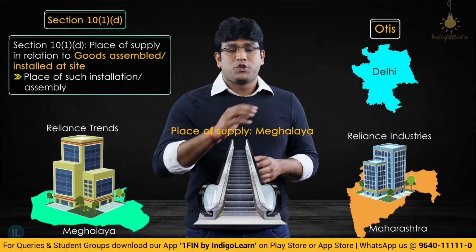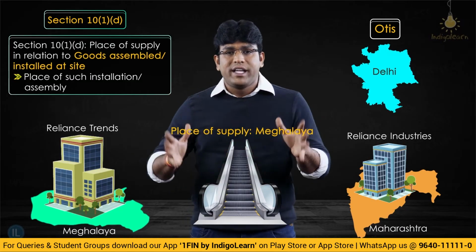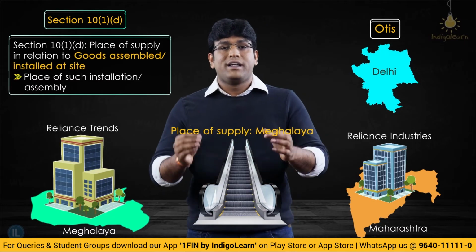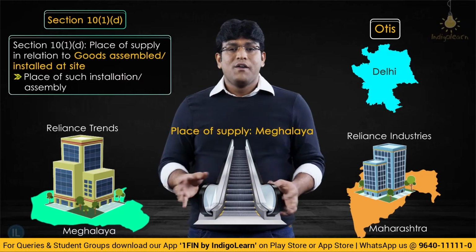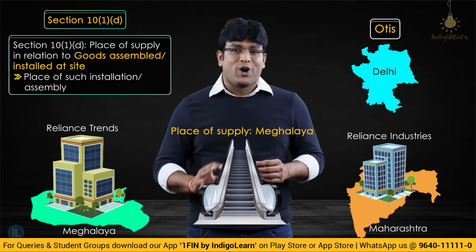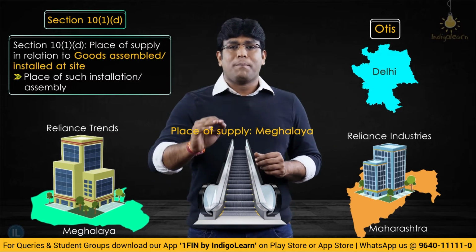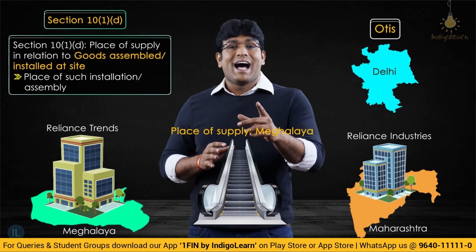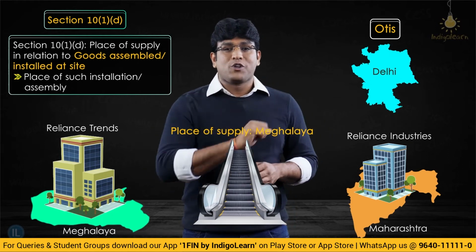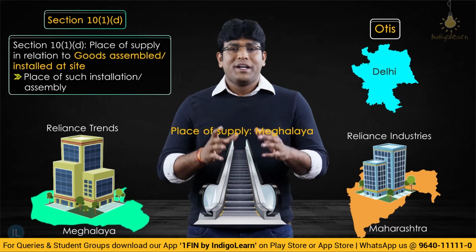Whenever there is the story of assembled or installed, you have to apply 10(1)(d) only. You can't apply 10(1)(a), 10(1)(b), 10(1)(c). So 10(1)(d) is a specific section which will come into the picture with respect to goods assembled or installed. For that, the answer for place of supply will be the place where goods are assembled or installed. In simple terms, place of such installation or assembly. That is the story of 10(1)(d).